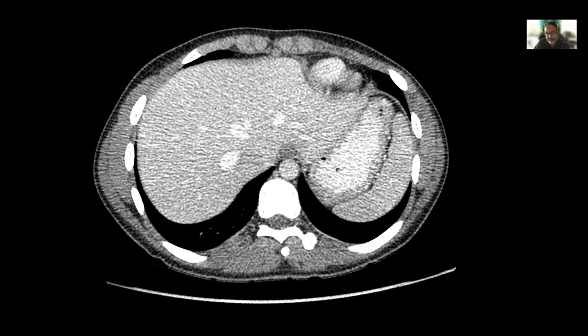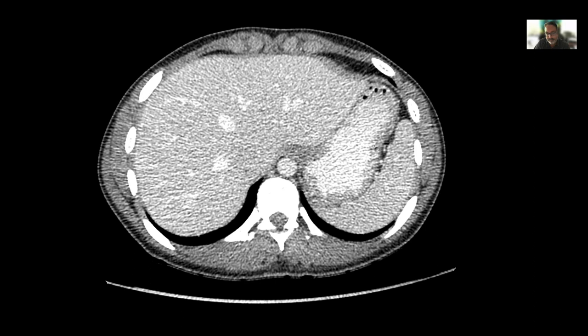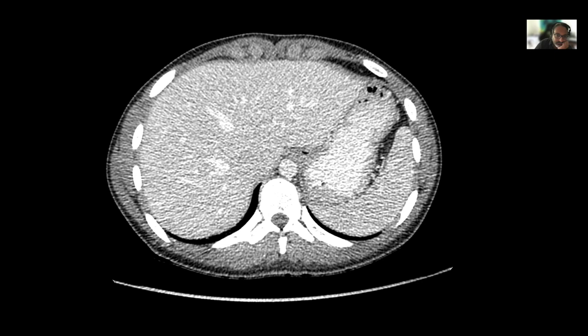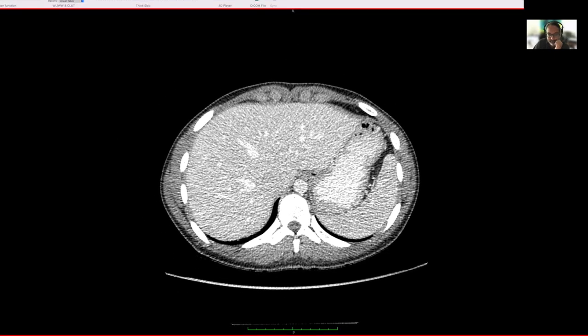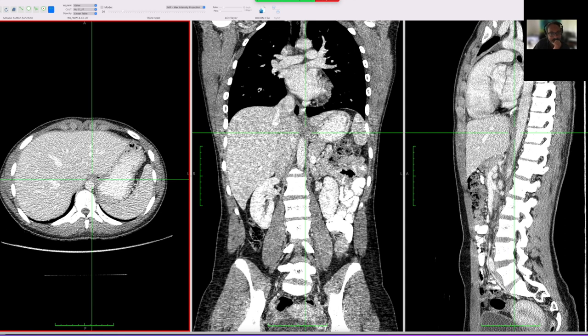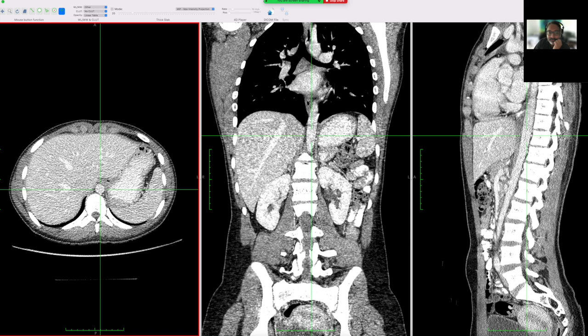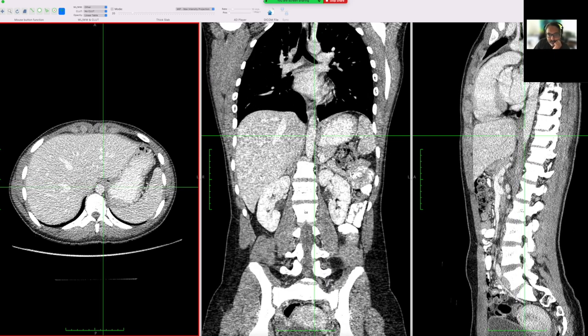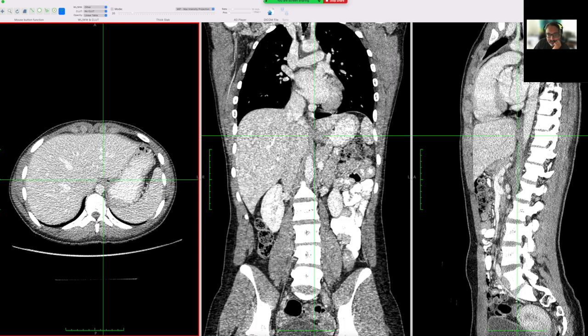Now, as I go inferiorly, you're going to see the stomach come over here. You see that area is how the esophagus joins the stomach. And if we go into the orthogonal view, if I click at that area, it shows me the same area on these views. So if I click on the esophagus here, it shows how the esophagus comes around and goes into the stomach.